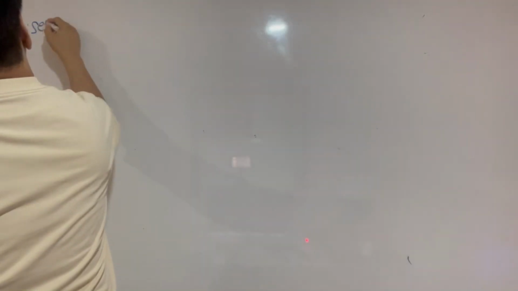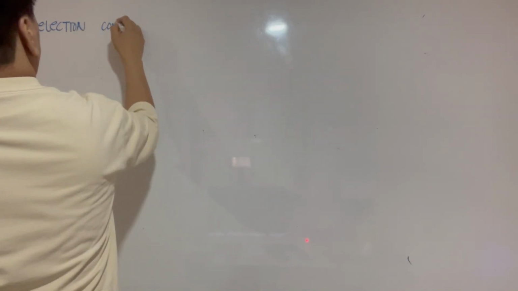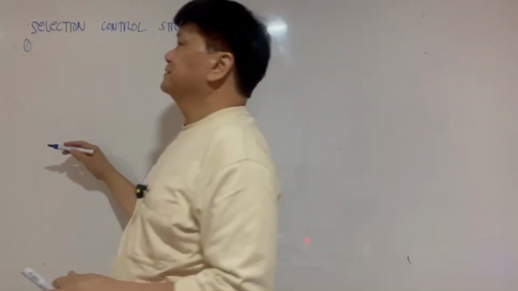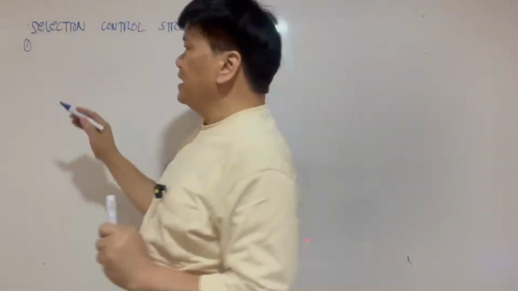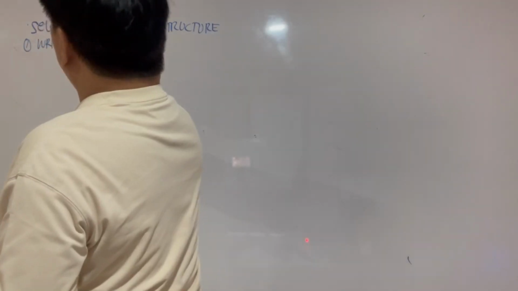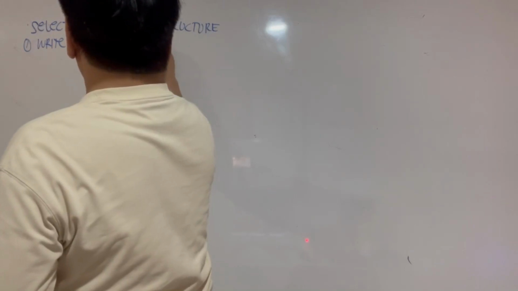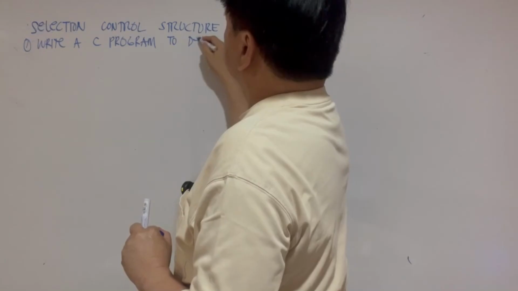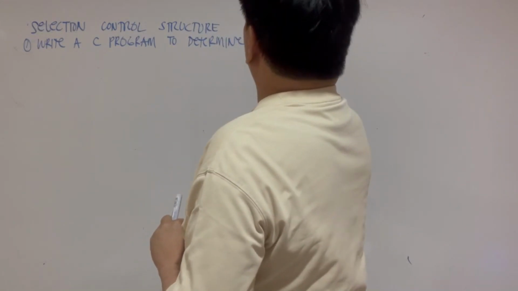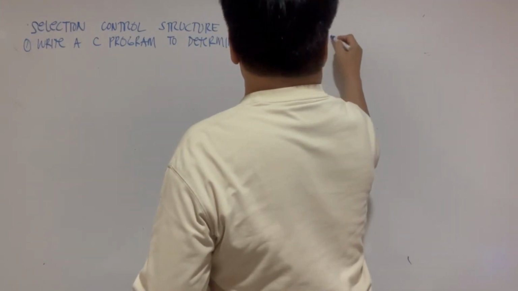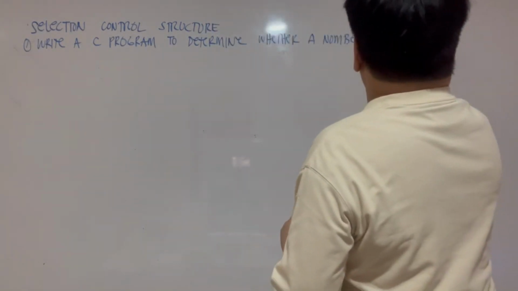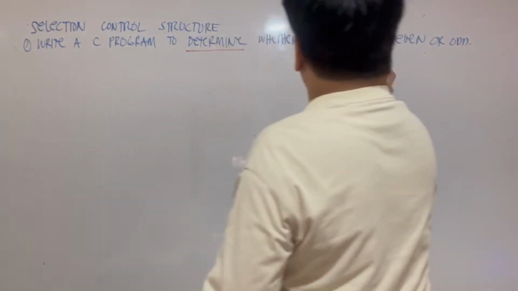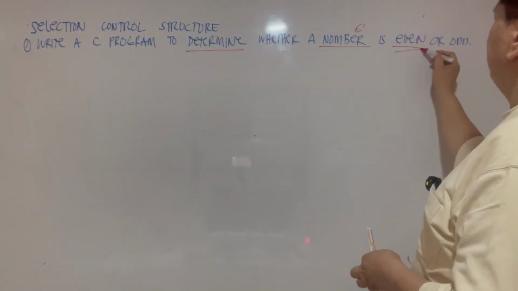So, selection control structure. Number one, let's have this problem. For example, you're asked to write a C program to determine whether a number is an odd number or an even number. So again, we're going to determine whether the input number is even or odd.